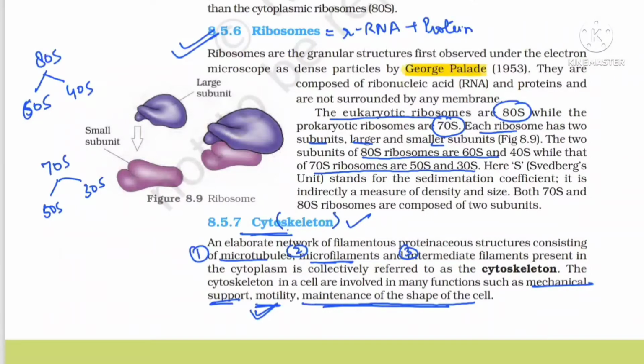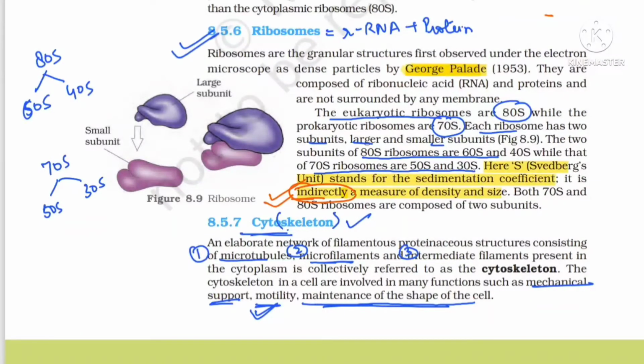Now, what does S stand for? S means Svedberg unit, which stands for sedimentation coefficient. Please, here they can change the question and ask if it is a direct measure. No, it is indirectly a measure of density and size. So I think ribosomes are clear.